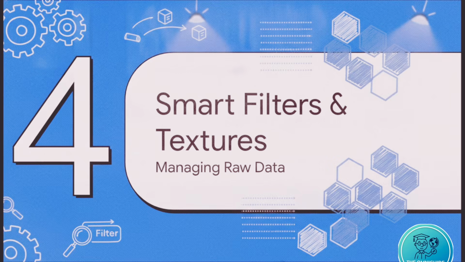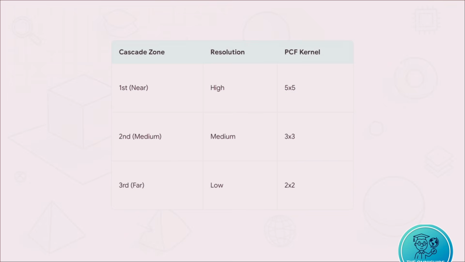Let's look at Section 4, Smart Filtering and Textures, and how we manage all that raw data. To manage everything, the system uses what's called a progressive disclosure of complexity. Check out the Cascade zones, their resolution, and something called the PCF kernel size. That's basically a filter used to soften shadow edges and get rid of jagged aliasing.